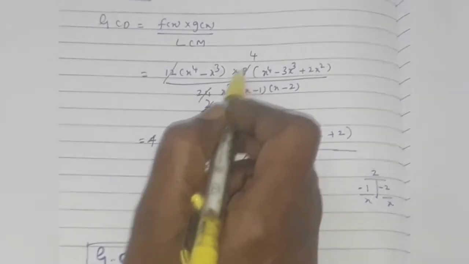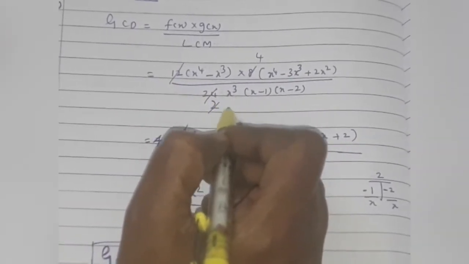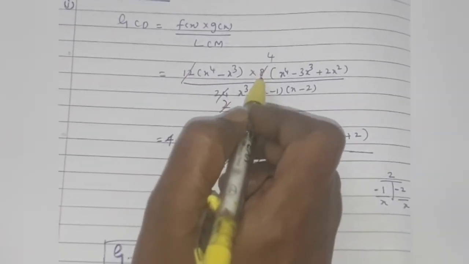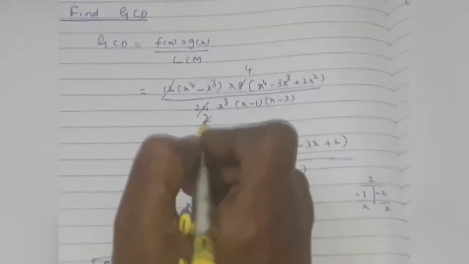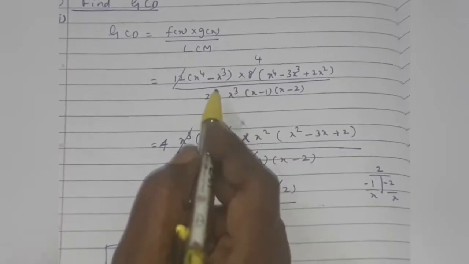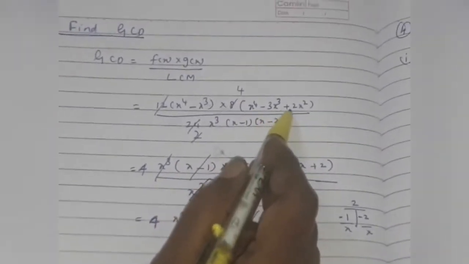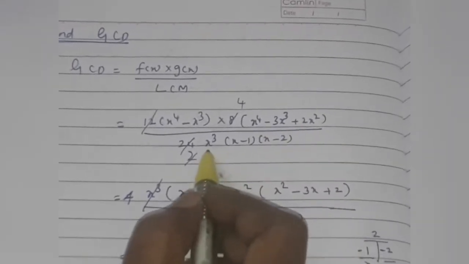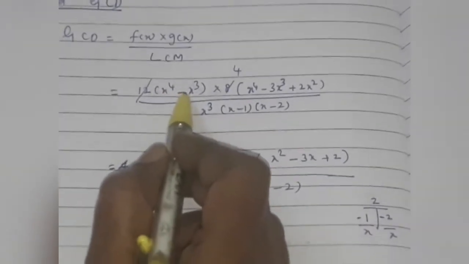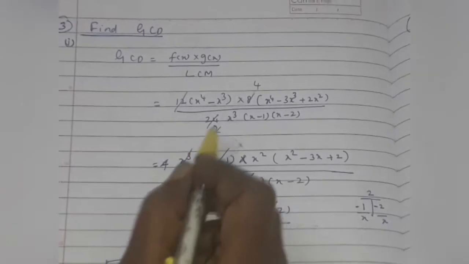Now the 24 and 12 can be cancelled and written as 2. 2 twelves are 24, so 2. So 2 and 8, if it is cancelled, you are getting 4. Okay, so x power 4 minus x cube into 4 into x power 4 minus 3x cube plus 2x square, by x cube into x minus 1 into x minus 2. Now here you can take the x cube outside. Okay, so I have written the 4 here first.